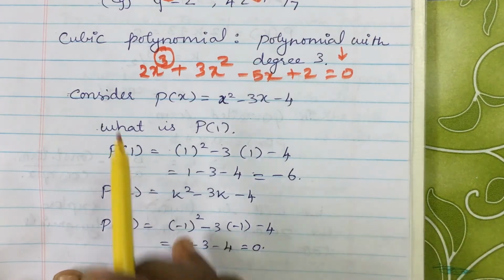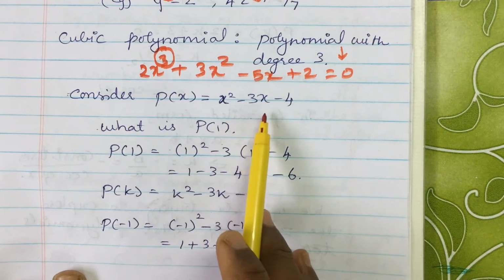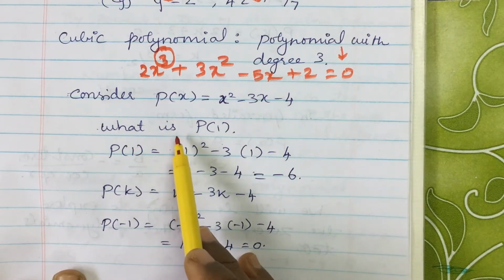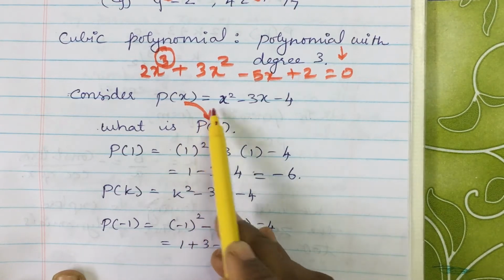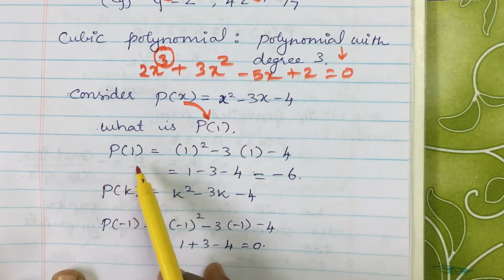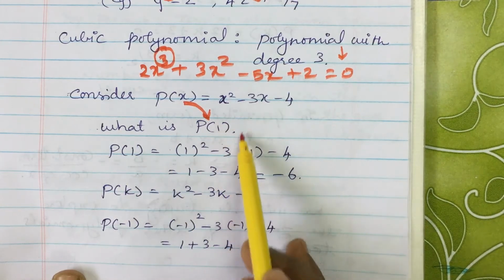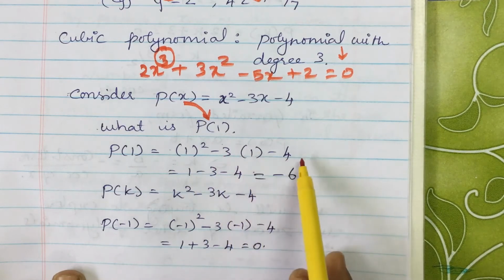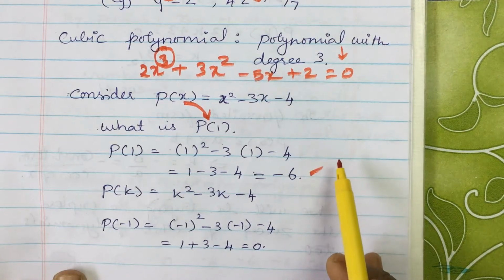Now consider a polynomial of degree 2. P of x is equal to x square minus 3x minus 4. So here you know how to find out what is P of 1. P of 1 is nothing but replacing all your x with 1. So P of 1 is equal to, wherever you have x, you substitute it for 1. So 1 square minus 3 into 1 minus 4. So on simplification, this will give you minus 6.